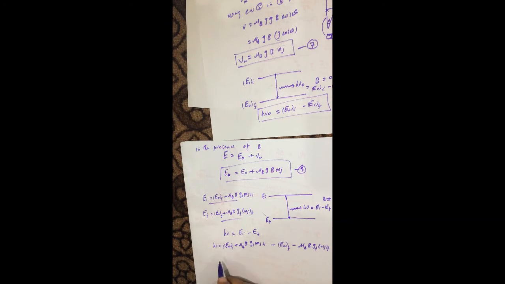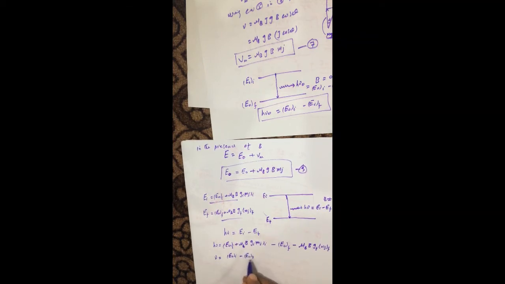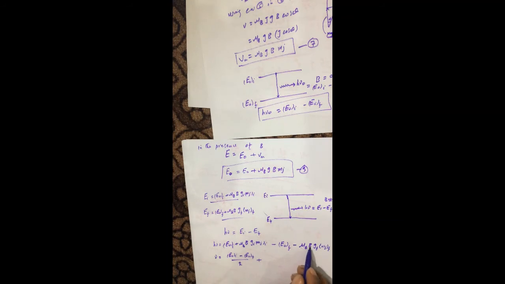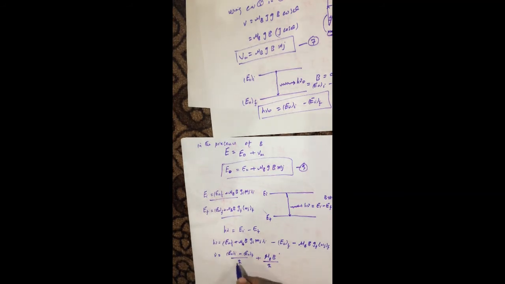So if I rearrange the terms and simplify, we get nu is equal to E naught I minus E naught F over H bar, plus mu B is common here, so we have mu B B over H bar, and here we are left with, not H bar, it's H, gI MJI minus gF MJF.